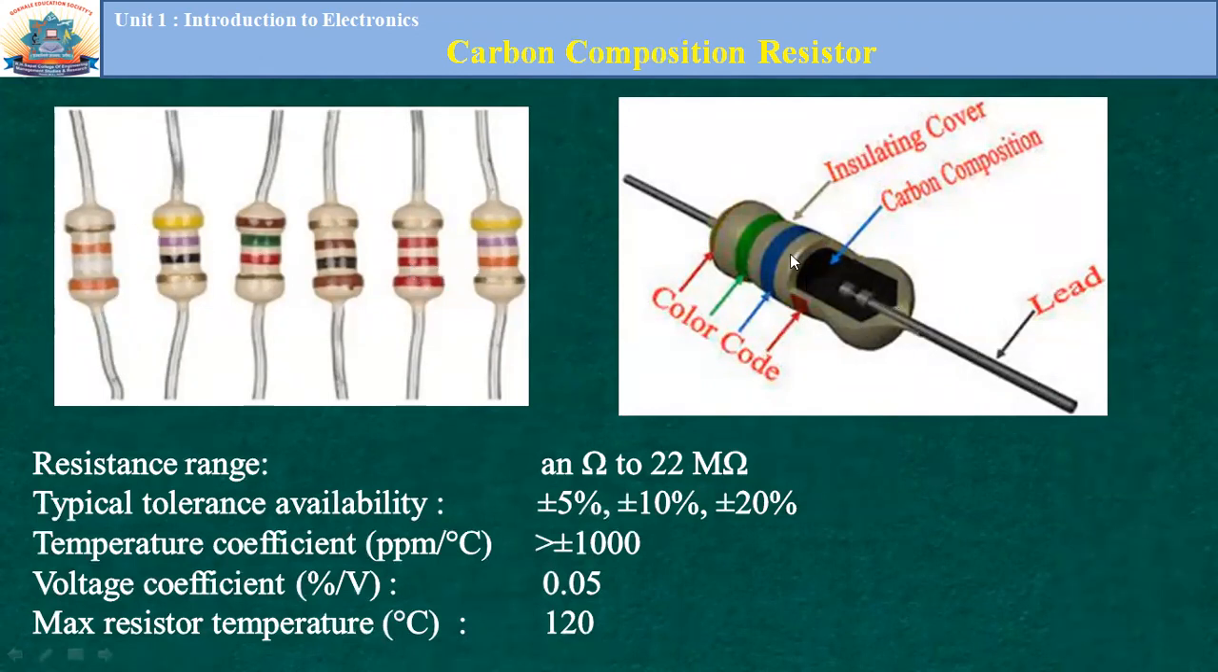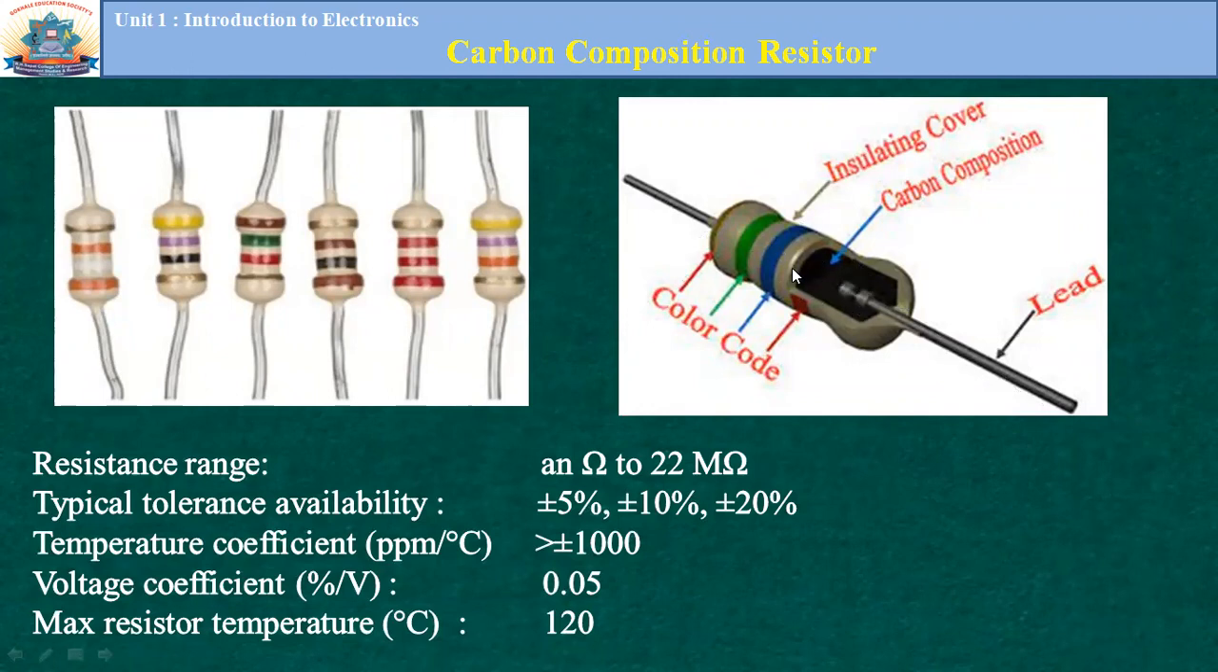So this is the construction of this resistor. What we see, we have two leads. This is an axial type of construction. There are two leads, this one and this one, that form the axis of this device, and so we call it axial type.